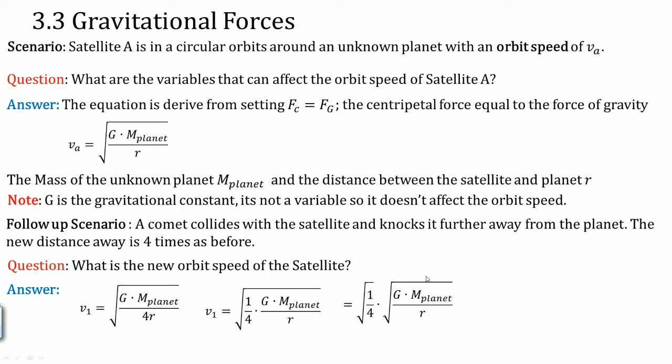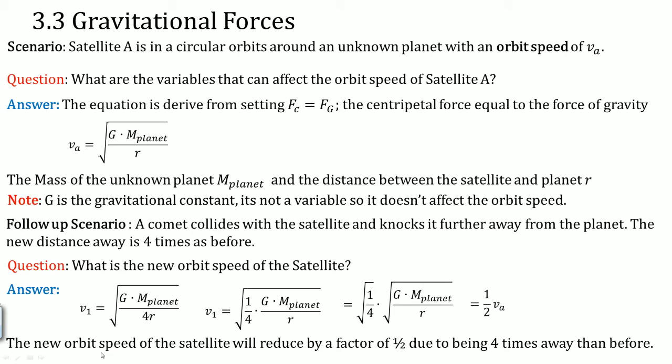Notice that the right hand side here, the square root of G times the mass of the planet over r, is as before, which was equal to VA. So that is VA, the original orbital speed. So once you introduce the 4 times as much, you should see that it becomes 1/2 of VA. So the new orbital speed of the satellite will be reduced by a factor of 1/2 because it is now 4 times away as before.